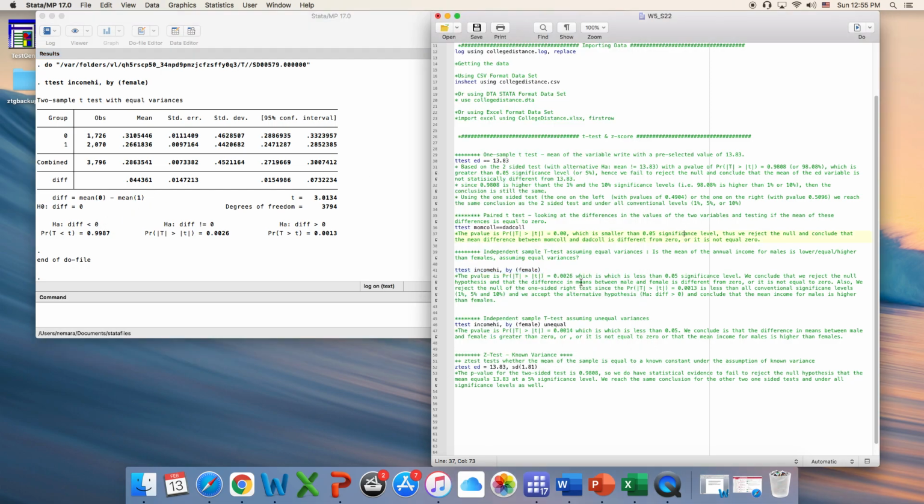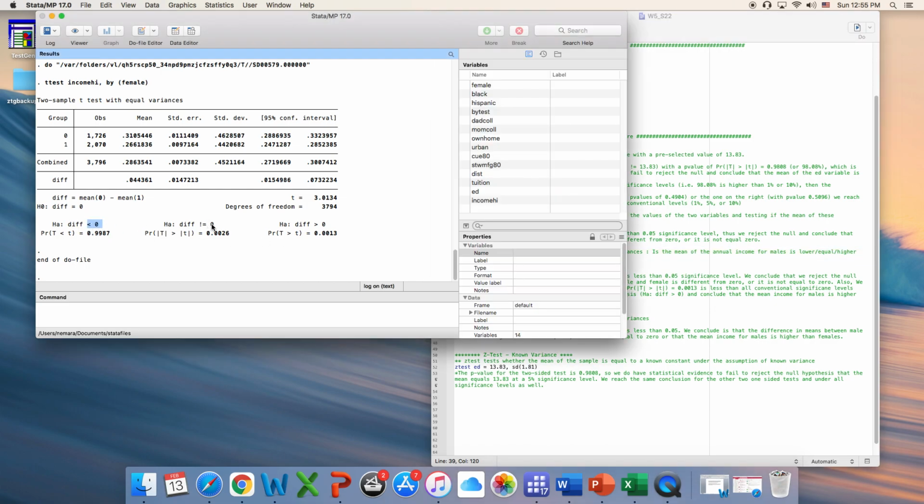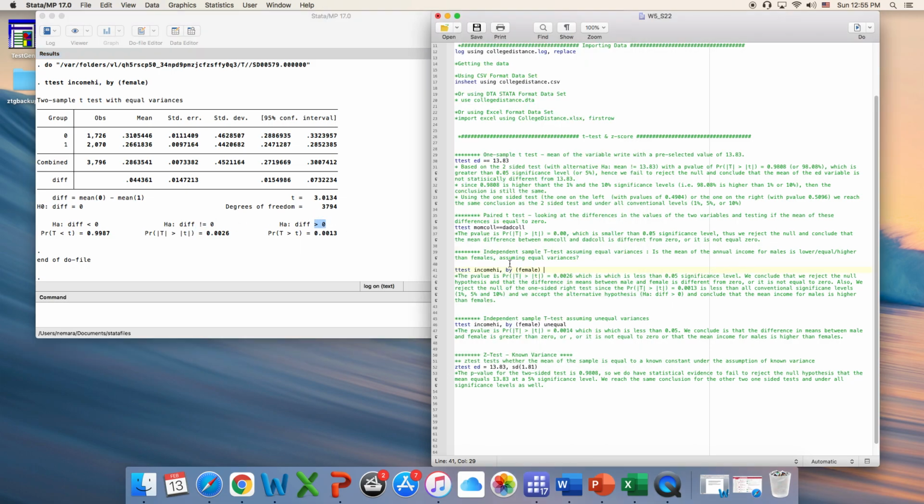So I'm writing everything here. You can get a question: is the mean of the annual income for males lower, equal, or higher than females, assuming equal variances? These are the three tests. And I'm writing the answer for you here. The p-value of the default one, which is the middle one, is less than the 5% significance level. We conclude that we reject the null hypothesis and the difference in means between males and females is different from 0, or not equal to 0.